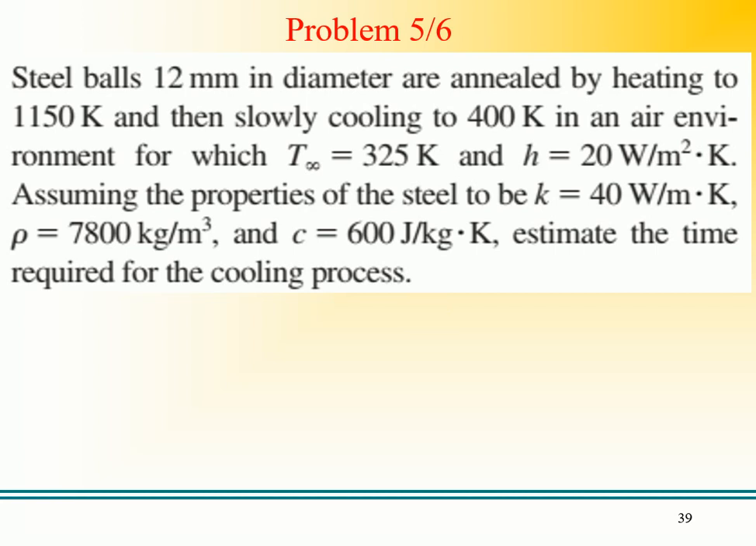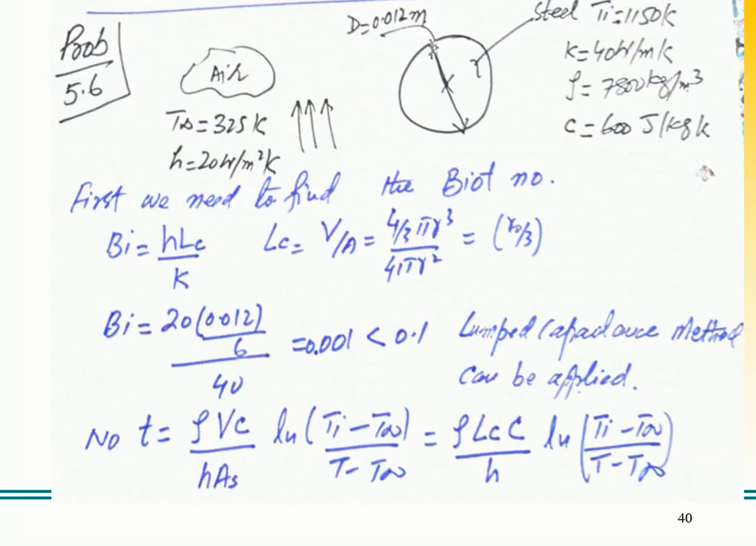We have given the cooling process, from 1150 K to 400 K. The environmental temperature is 325, and we have been given the h and k values. So it's a very simple question. The steel ball, right? Its diameter is 0.012. We are given, of course, the initial temperature, thermal conductivity, density, and the specific heat. The environmental temperature is 325 and h is equal to 20 watt per meter square.